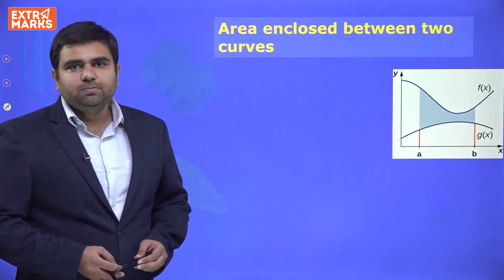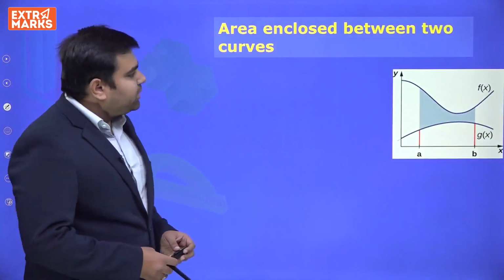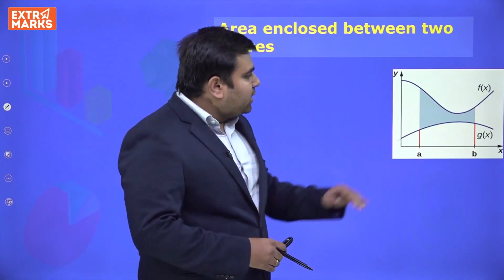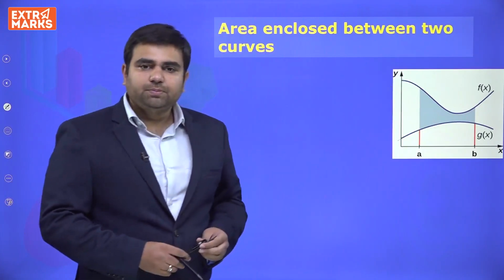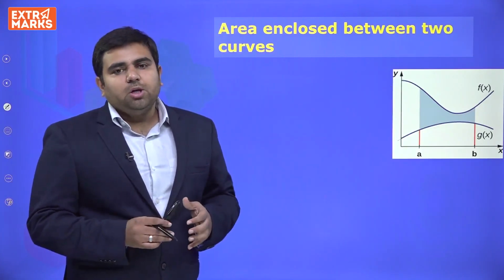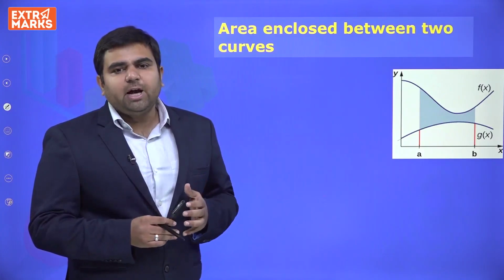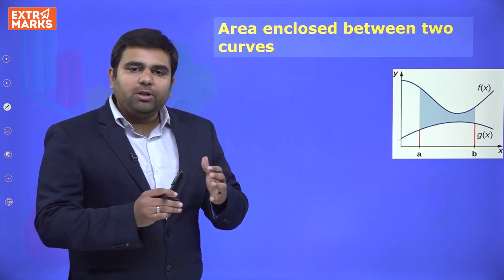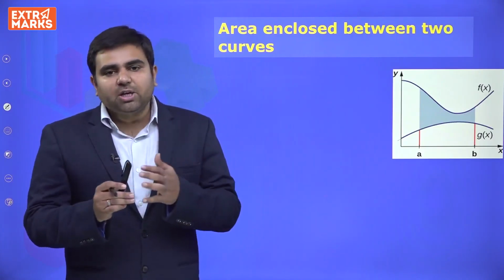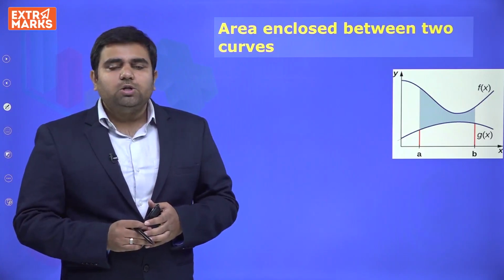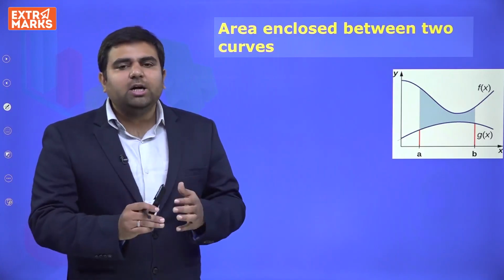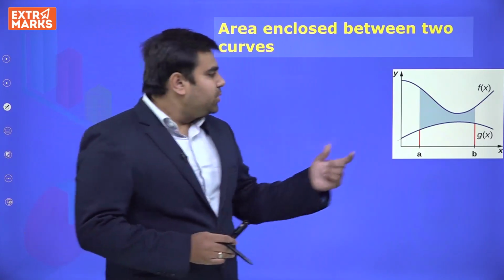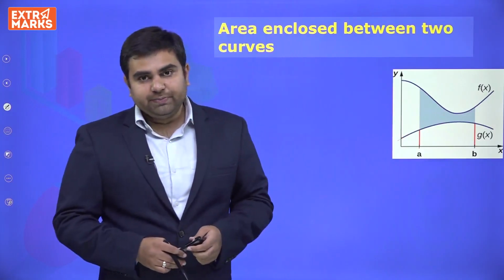Next. Area enclosed between two curves. So let us consider this particular case where there are two different curves. Earlier, we wished to calculate the area bounded by a particular curve and the x-axis between the ordinates x equal to a and x equal to b. So earlier, only one curve was under consideration, and the area was calculated with respect to the x-axis.